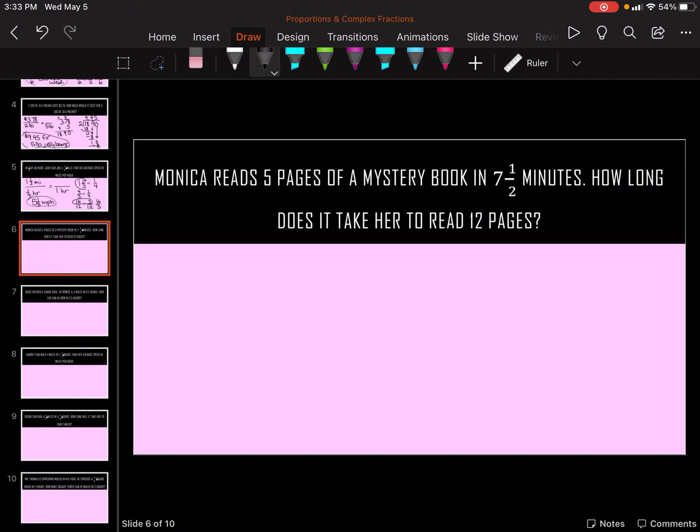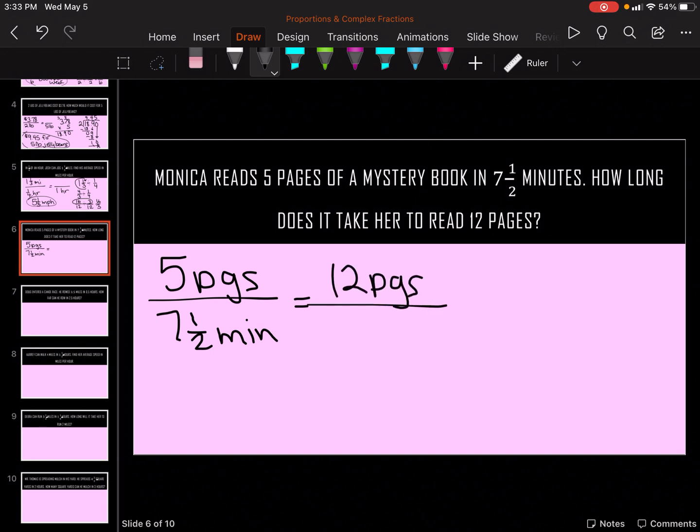Monica reads 5 pages of a mystery book in 7 1/2 minutes. How long does it take her to read 12 pages? Okay, so 5 pages is 7 1/2 minutes. We want to know how much it is for 12 pages. Okay, so cross multiply, divide. So 7 1/2 times 12 over 1, cartwheel around. Or you can just make it a decimal. That's probably easier. Let's do that way.